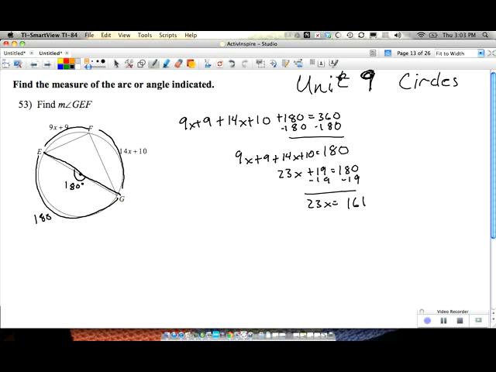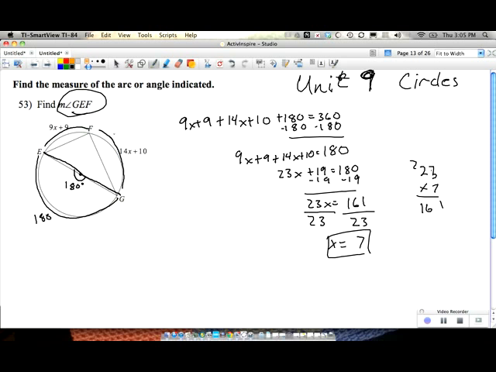23x equals 161. So now as I'm looking at that, I don't know how many times 23 goes into 161. So I'm going to take a guess. Let's see, do you think it goes in 5 times? I think it would go in more than 5 times. In fact, I think it's going to go in 7 times. Let's try that. 23 times 7. 7 times 3 is 21. Carry the 2. 7 times 2 is 14, plus the 2 is 16. 161. So x equals 7.